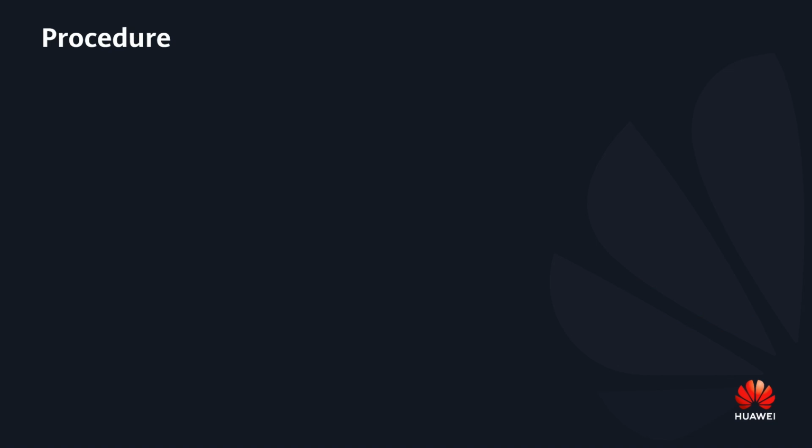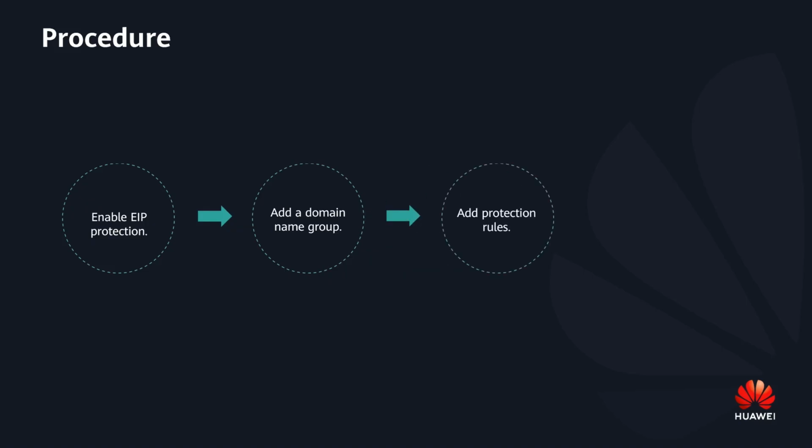Perform the following steps. Enable EIP protection. Add a domain name group. Add protection rules. View protection logs.